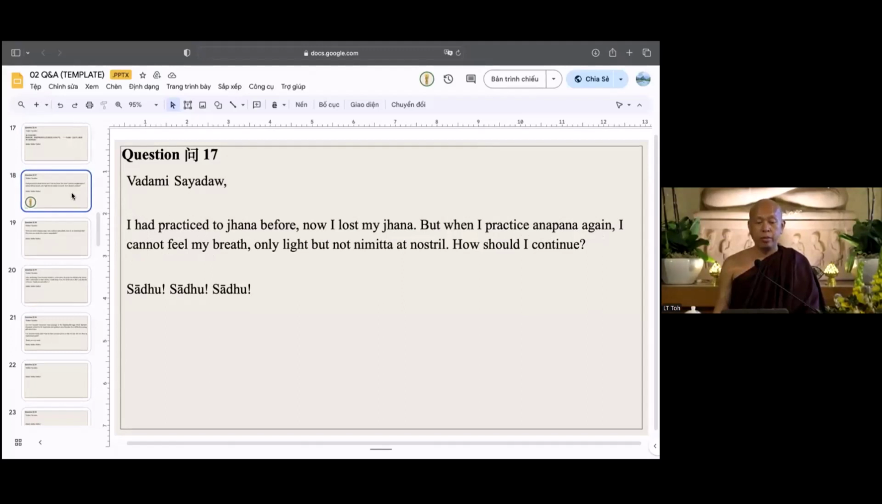Another one. Sayadaw, I had practiced to jhana before. Now I lost my jhana. But when I practice anapana again, I cannot feel my breath, only light, but not nimitta at nostril. How should I continue? Sadhu, sadhu, sadhu.